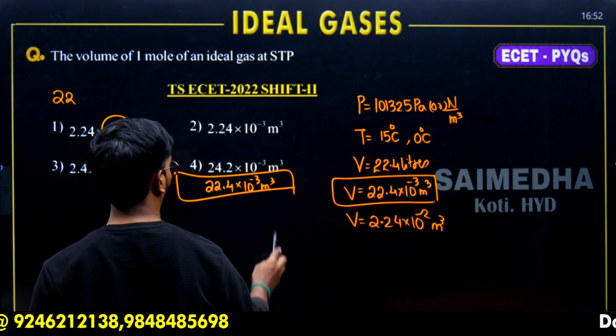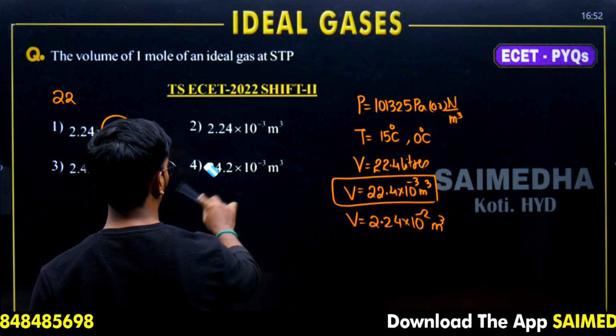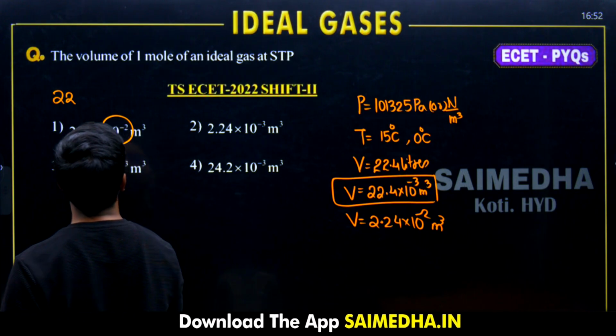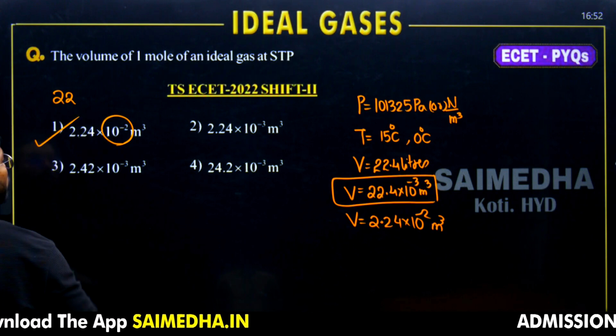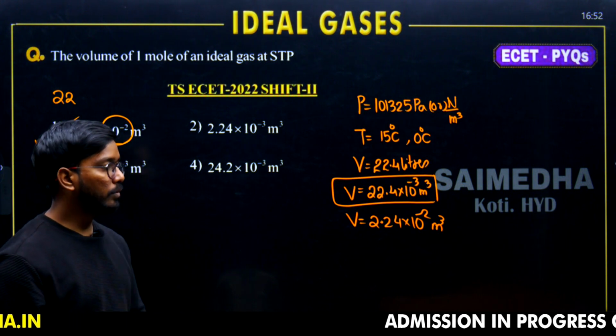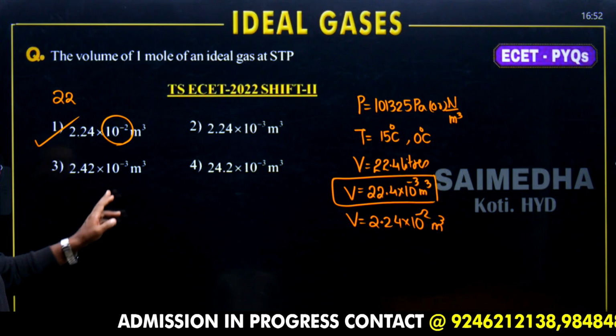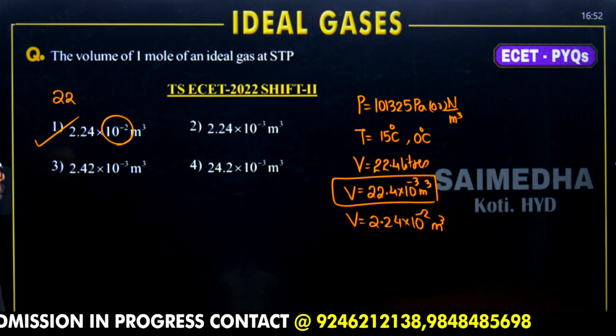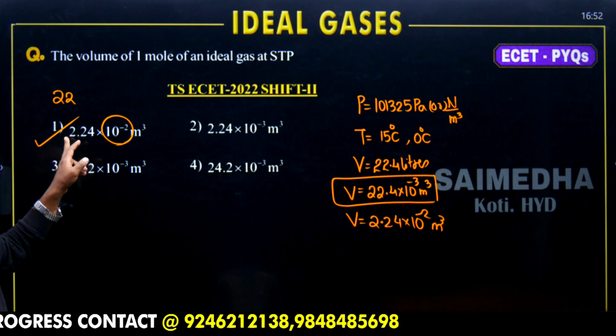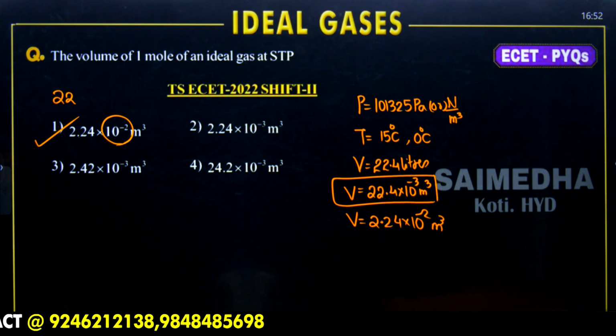Okay, so I thought it is misprinted, but no. Here 10 power minus 2 is given. So which one is the correct answer now? Option number 1 is the correct answer. Go through it. Be careful while seeing the digits. I thought all are 10 power minus 3, but no, this is 10 power minus 2. So this makes the exact correct answer.